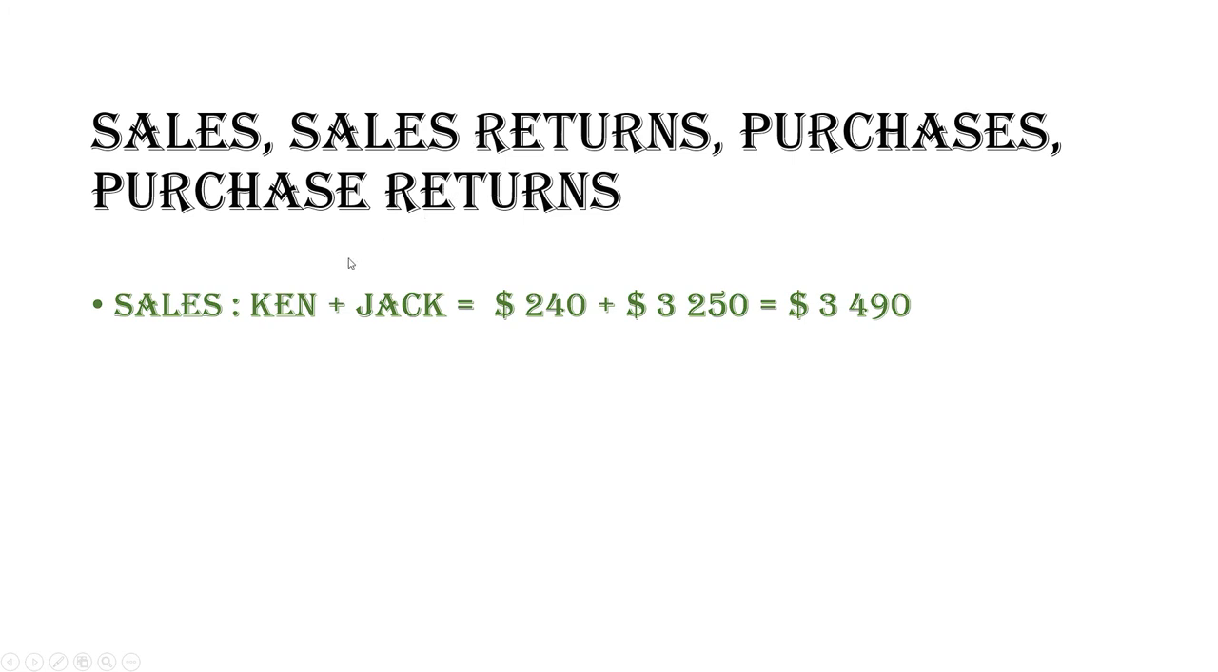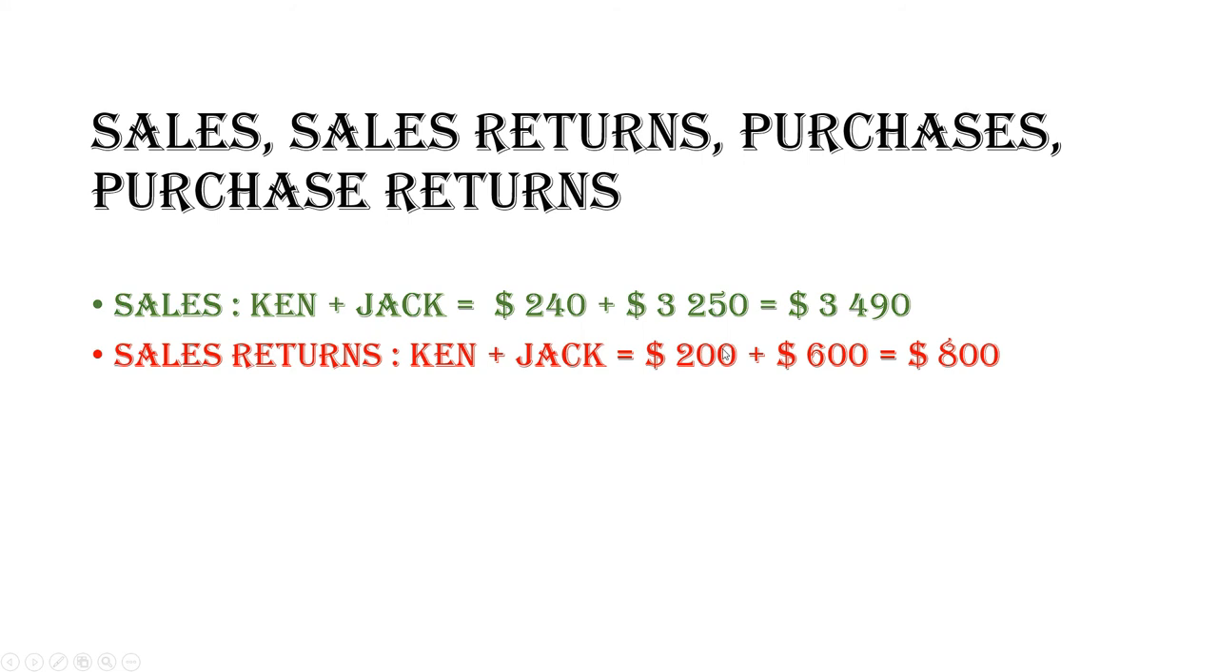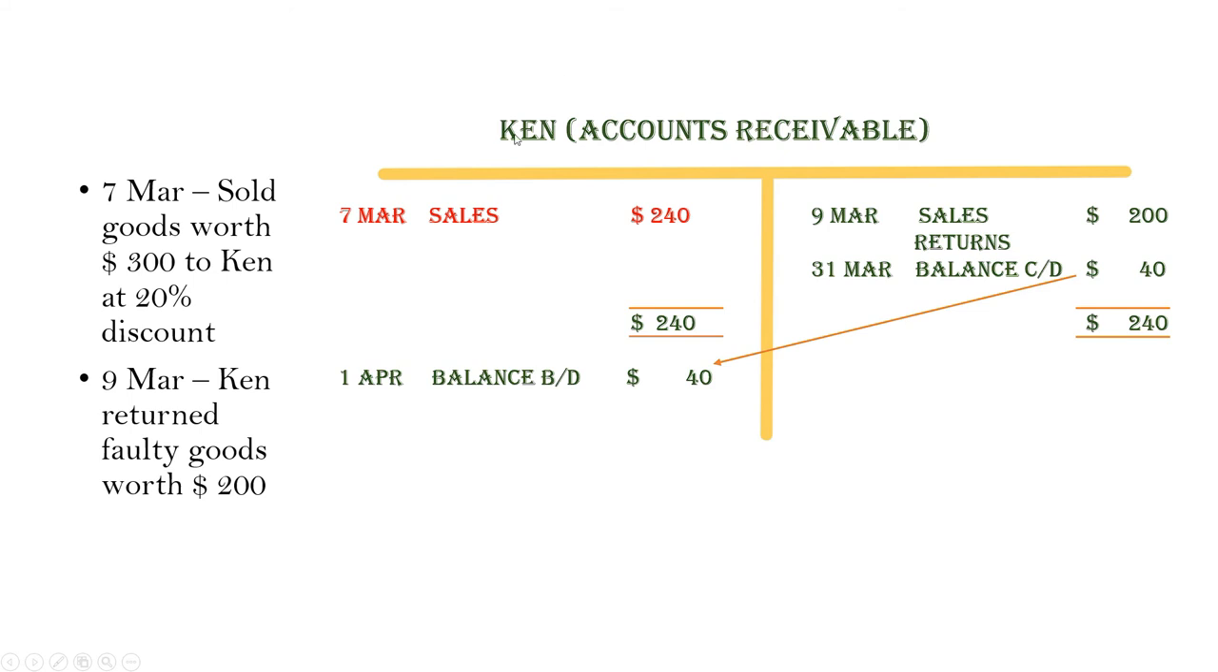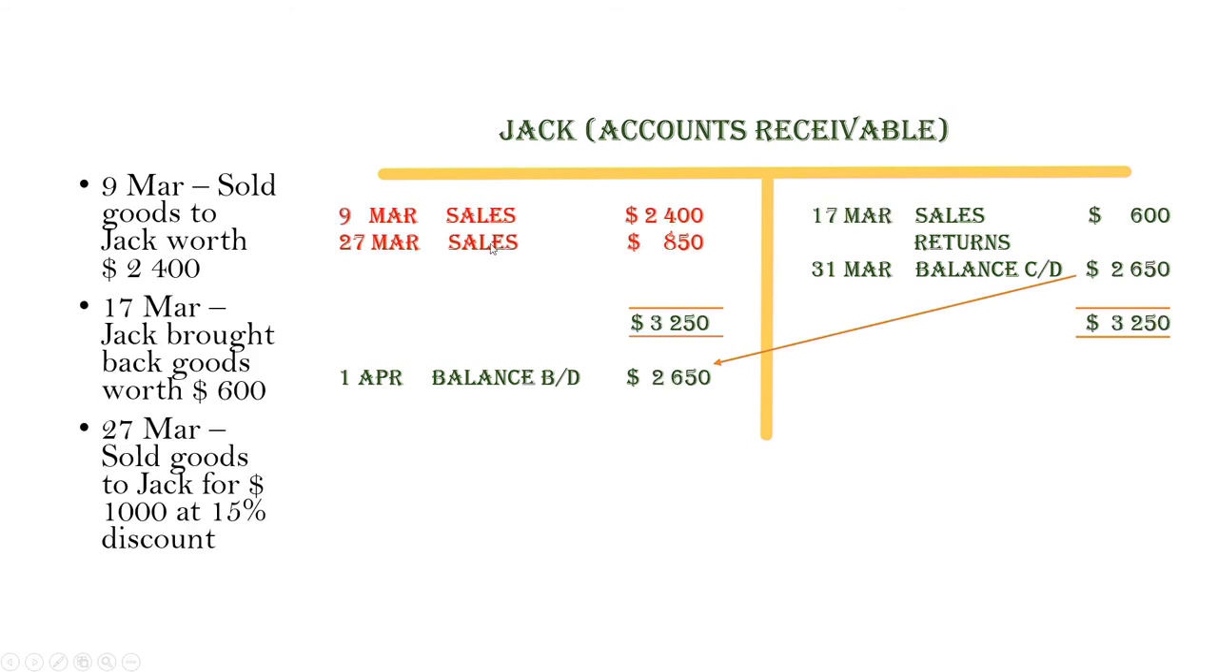Now, next, we're going to talk about the sales, sales returns, purchases, and purchase returns accounts. Okay, so sales, we sold to Ken and Jack these amounts. These are the sales returns, these are the purchases and the purchase returns. Okay, all 4 is important. You're going to need all 4 everywhere. Okay, so again, Ken, sales 240. Jack, we got 2 other sales.